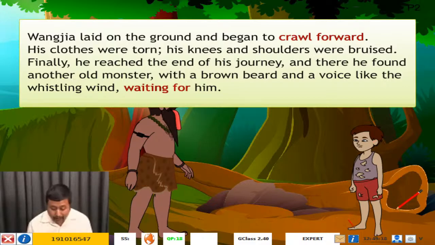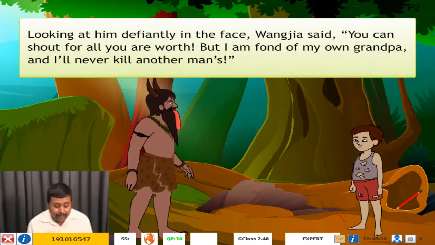So let's move on to the next part of the story. Okay? The little boy Wongjia had to face a monster, a deadly, dreadful monster. But the boy was brave. So what he did, looking at him defiantly in the face, Wongjia said, "You can shout for all you are worth, but I'm fond of my own grandpa, and I'll never kill another man's."